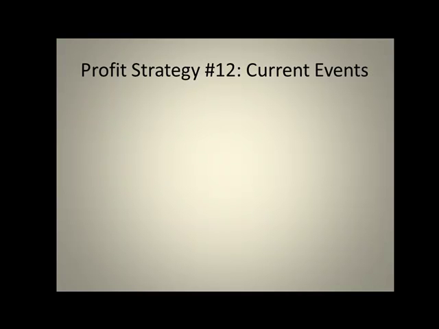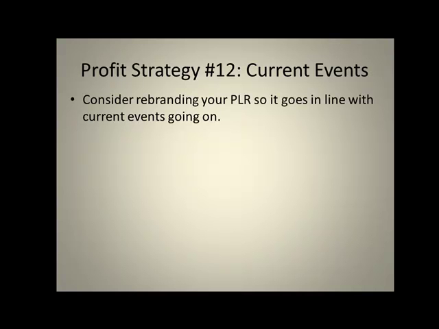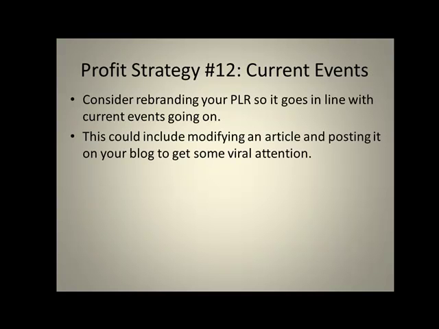Profit strategy number 12 is with current events. That's with considering rebranding your PLR so it goes in line with current events going on. That's a great way to get targeted exposure and traffic. This would include modifying an article, like a PLR article or a portion of a PLR ebook, and posting it on your blog to get some viral attention. So let's say a news story comes out about a certain form of dog training, or something about dogs comes out in the news. You could take a PLR in dog training and modify it and spin it to create a story about how to take care of your pets better and things of that nature.